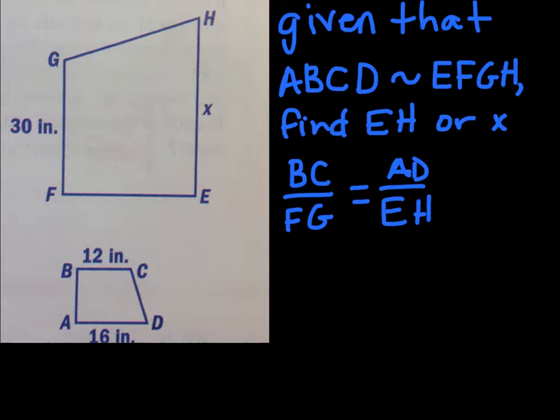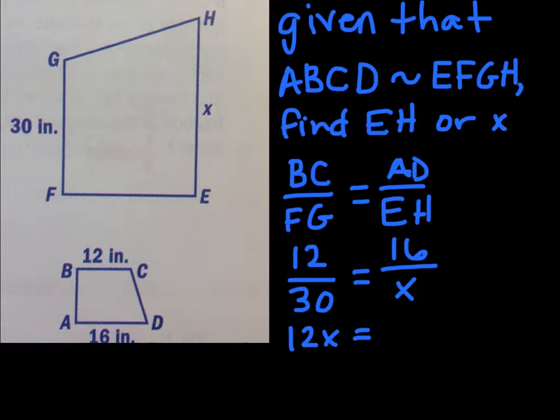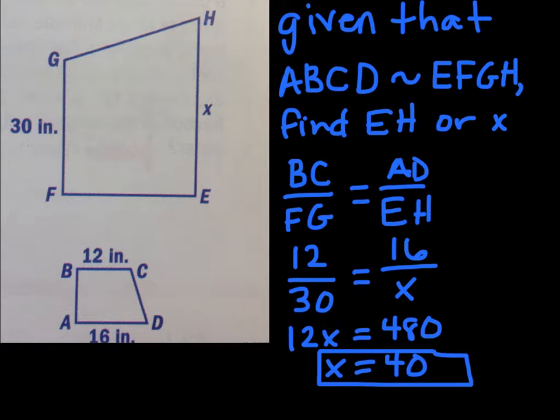Now let's substitute in the values that we know. BC is length 12 inches. FG is length 30 inches. Line AD is 16 inches. And EH is X, the quantity for which we're solving. Now we're going to cross product property multiply to get 12X equals 480. And then solve for X to get 40. So the answer is that line EH is 40 inches long.